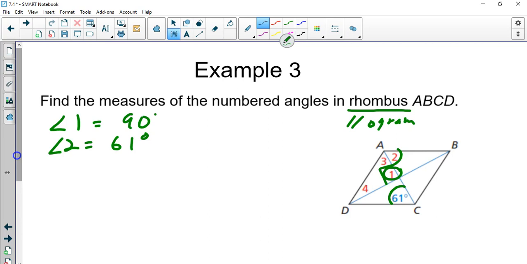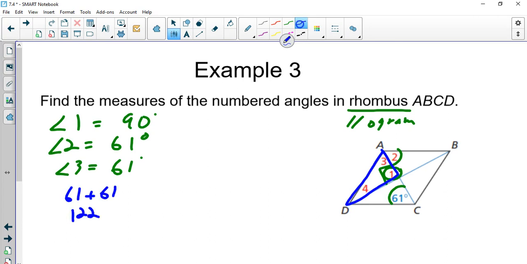Now, we also know that the diagonals bisect each angle. So if 2 is 61, that makes 3 also 61. And then, what do 1, 3, and 4 form? 1, 3, and 4 form a triangle, which means they add up to 180 degrees. So if we do 61 plus 61, we get 122.